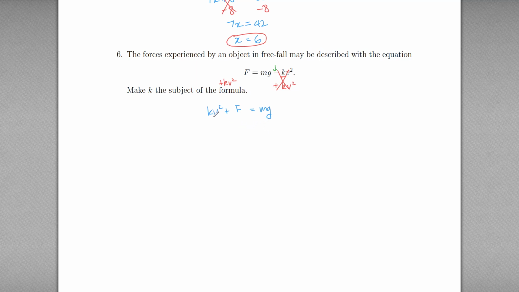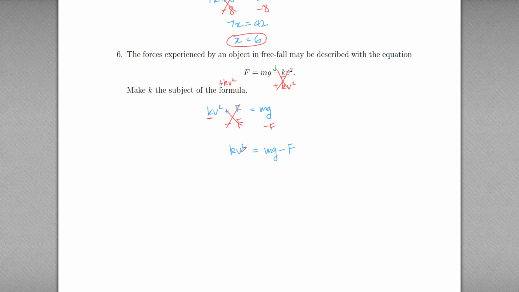Okay, so now I still have an eye on the k here, so I'm going to kill the plus f at the end, so I better go minus f. I'm going to do it to both sides. On the left, it's going to kill that, which means that I'm going to have just kv squared surviving, and on the right I have mg minus f.